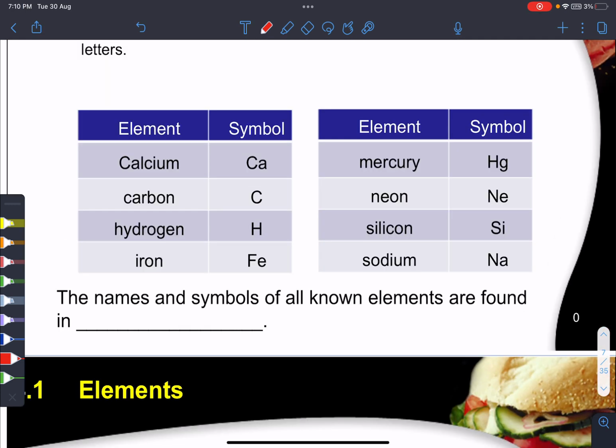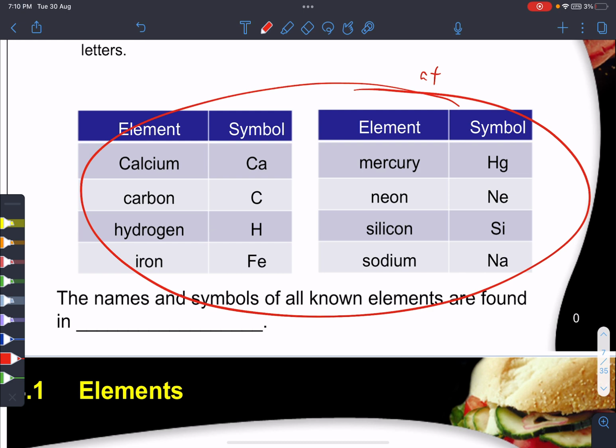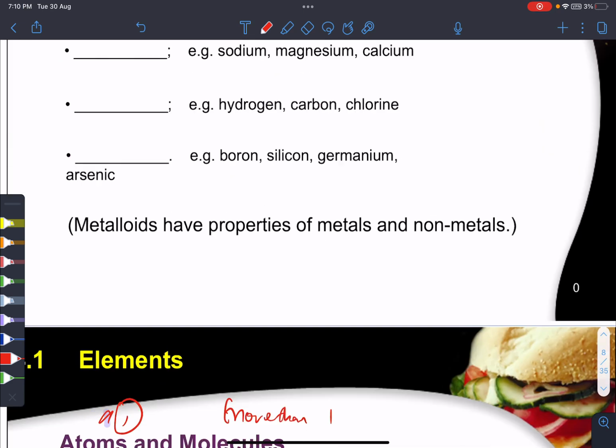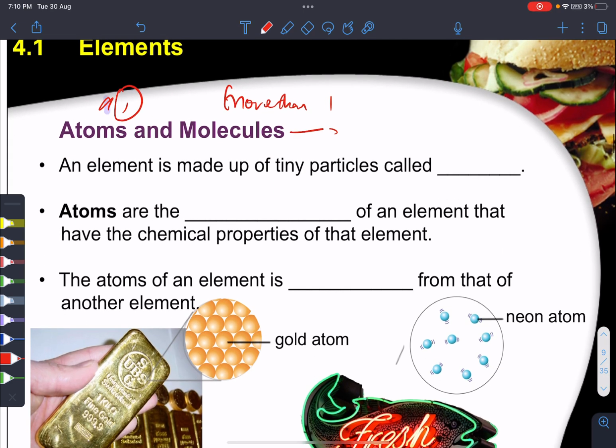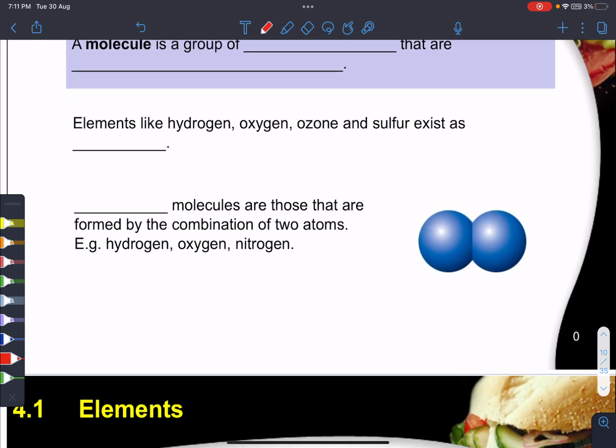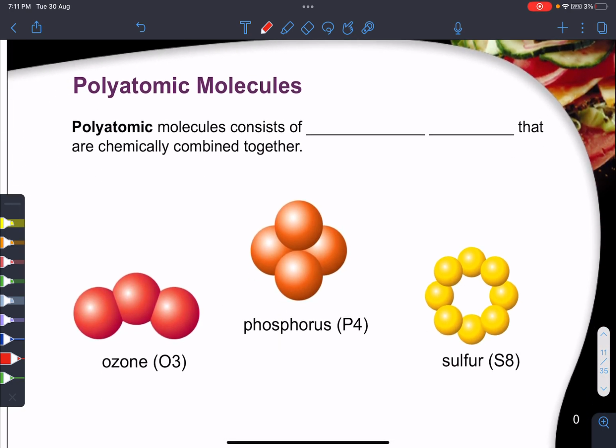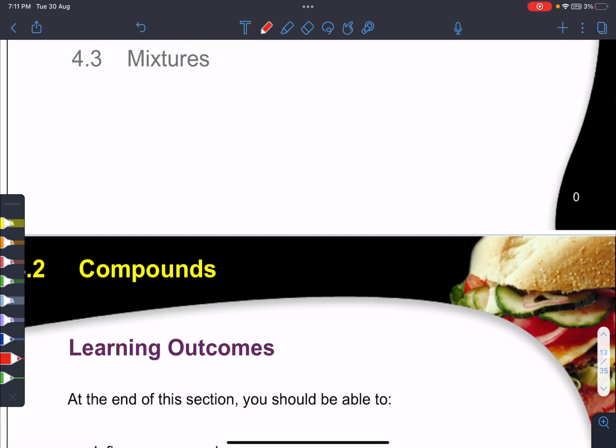All these here are considered atoms because it's Ca, C, H, Fe. They are one thing, literally one only. Whereas molecules are things that are more than one, like CO2, C6H12O6, NaCl, MgCO3. So in terms of atom and molecule, it's literally just whether I have one or more than one. Nothing to do with bonding. Polyatomic, well, the word poly means more. More than one atom. It's not a big deal.